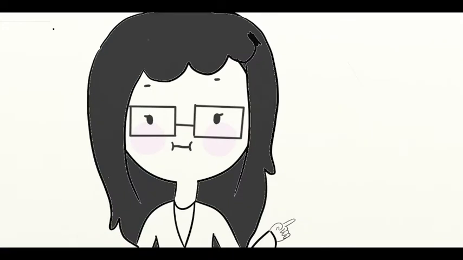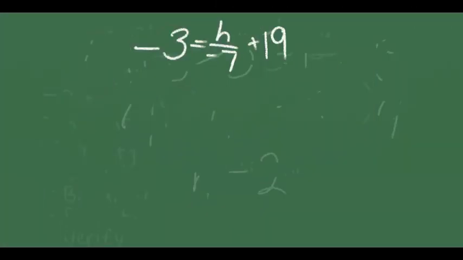Perfect. Now we can work on two-step division. It's the same thing as two-step multiplying, but instead it's dividing. We'll try answering this question. Negative 3 equals h divided by negative 7 plus 19. Great, so we cancel the constant, which is the 19, using the opposite operation to make a zero pair. So we'll subtract 19, then you balance it by doing the same thing to the other side.